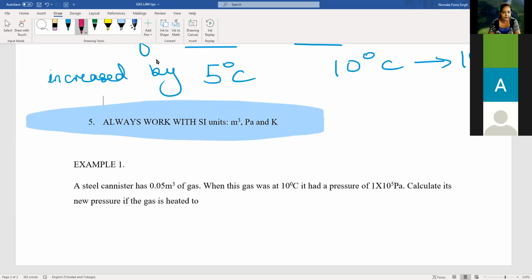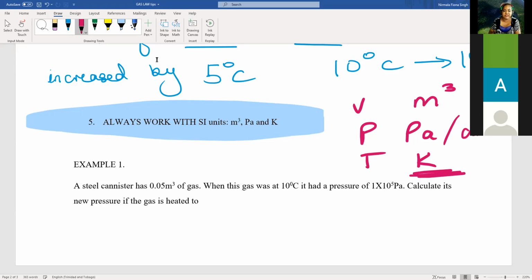As in, our volume must be in meters cubed. Our pressure must be in pascals. Now you can use atmospheres, since you all know what atmospheres are. Sometimes you can use atmospheres. And our temperature must always be in Kelvin. If you use Celsius, there's no way your question is going to be right once you have to use temperature to calculate. So get your calculators out.